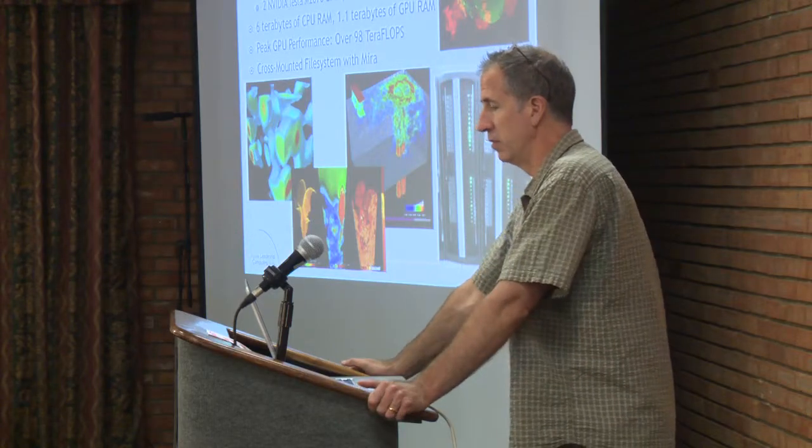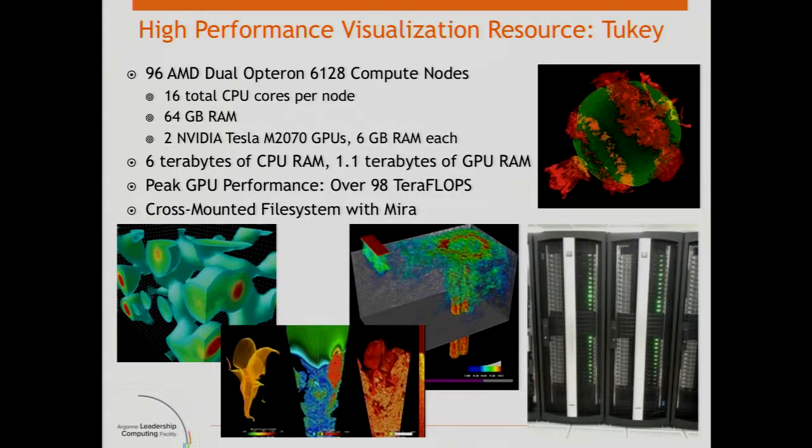So a little bit about visualization resources. Generally, it's common for high-performance computing centers to have a large-scale visualization and analysis resource that they couple with their compute resource. This is an example of Tukey, which is our machine at Argonne. It's a high-end cluster with 96 nodes. Each node has 16 CPU cores, a bunch of memory, and 2 graphics cards. And probably one of the most important features is that it's cross-mounted in the file system with Mira.